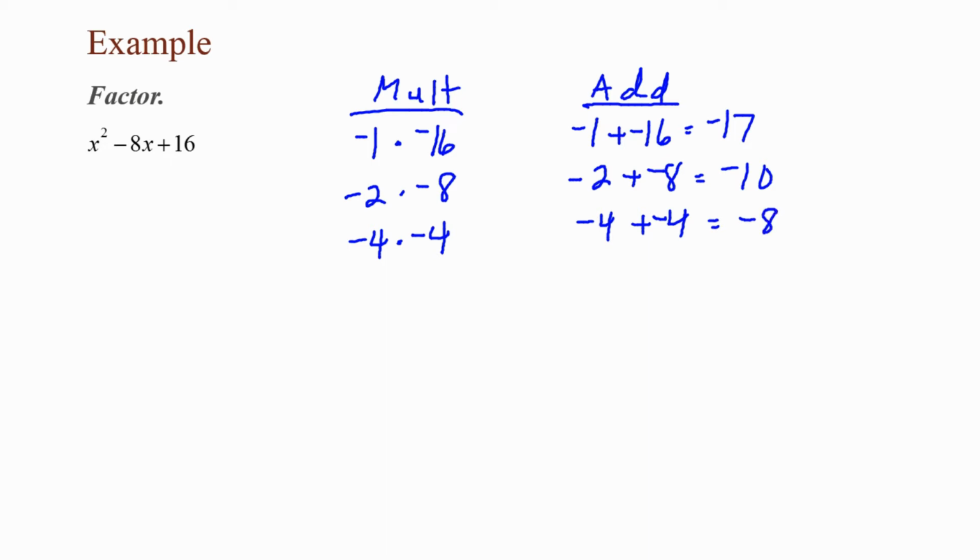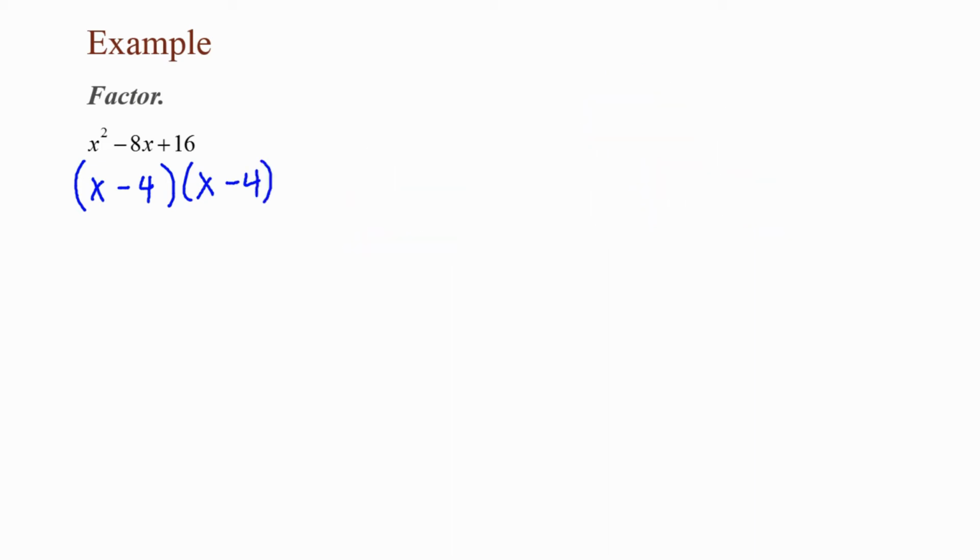So that means negative 4 times negative 4 is the only option that works. So in one parenthesis, I have x minus 4. In my other parenthesis, I have x minus 4. So my result is x minus 4 times x minus 4, or I can write my answer as (x minus 4) squared.